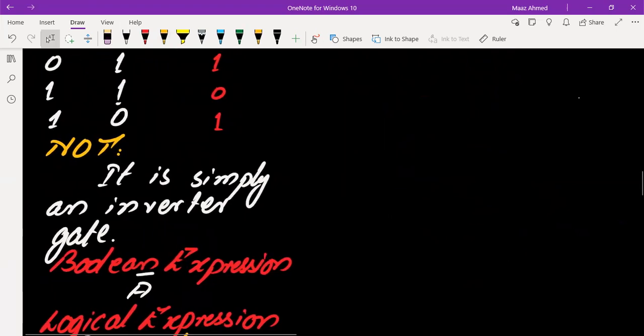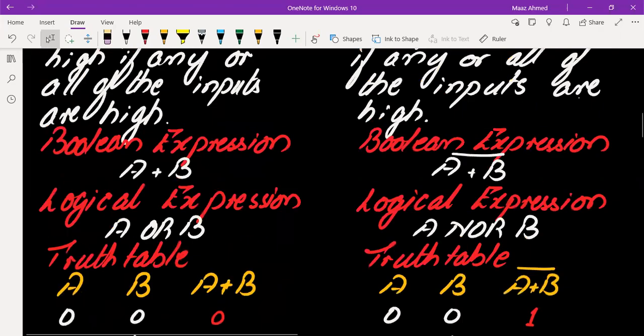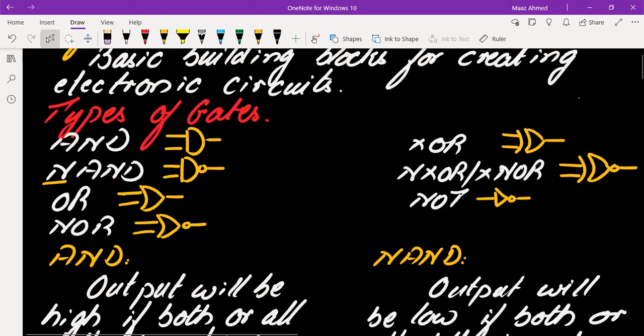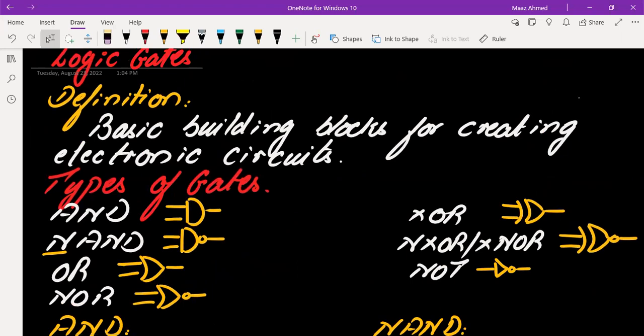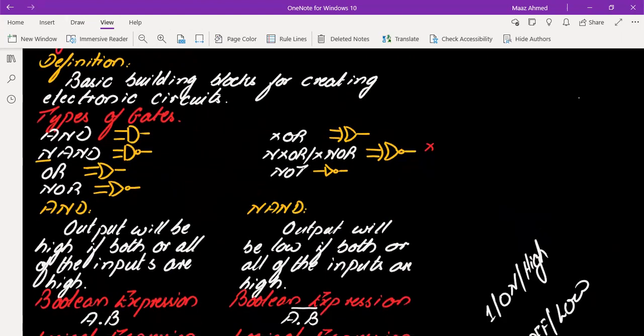As you can see, I have mentioned over here for the NOT gate that it is simply an inverter gate. That means whatever value you input in it, it will give you the reverse of that. Similarly, the NAND gate is the reverse of the AND gate. Anything that you put in the AND gate, the NAND gate will give you the reverse of that.